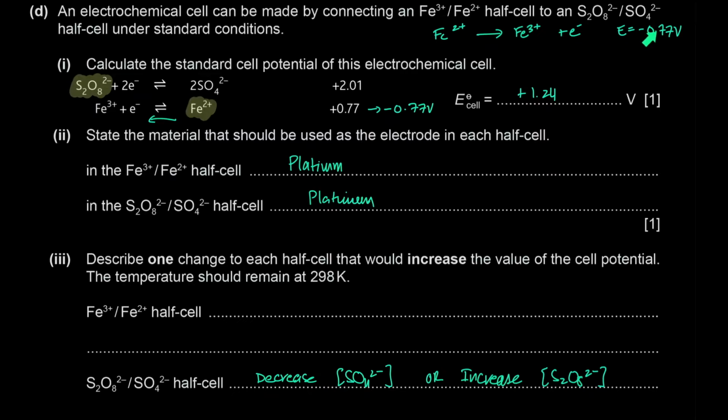In order to make this less negative, I want to shift this reaction to the right. Now I can do that by either increasing the concentration of Fe2 plus or decreasing the concentration of Fe3 plus. So I can either increase the concentration of Fe2 plus, or you can decrease the concentration of Fe3 plus.